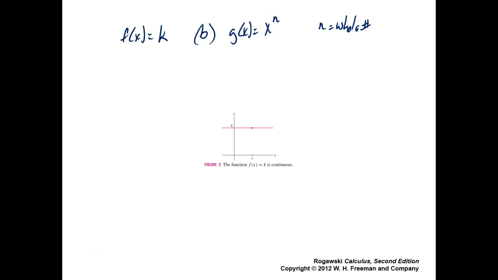How about if n is equal to 1? What would we call that? F of x would be the same thing as x. We call that the identity function. It splits both the first and the third quadrants with a 45-degree line. With x equals c, y is equal to c. That's the identity function. How about if n is equal to 2?